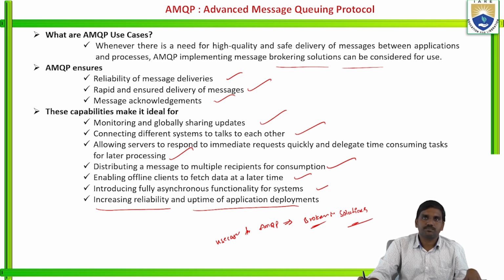So these are the capabilities that make it ideal for several things: monitoring and global sharing updates, connecting different systems and tasks to each other, allowing servers to respond to immediate requests, distributing a message to multiple recipients for consumption, enabling offline clients to fetch data at a later time, introducing fully asynchronous functionality for systems, and increasing reliability and uptime of application deployment. So these are some real-time use cases of the Advanced Message Queuing Protocol.